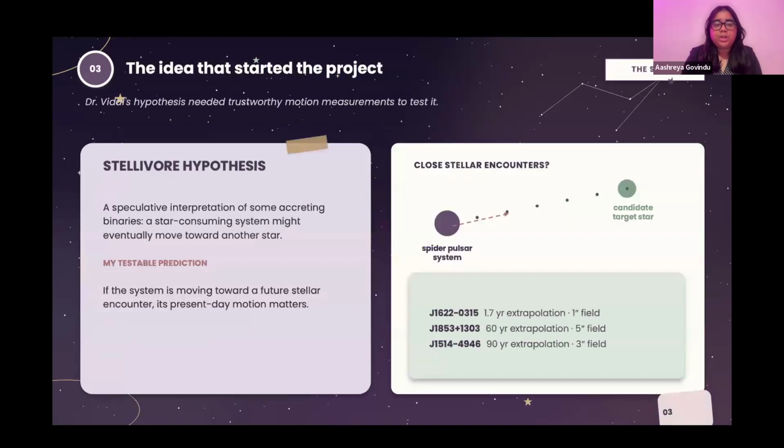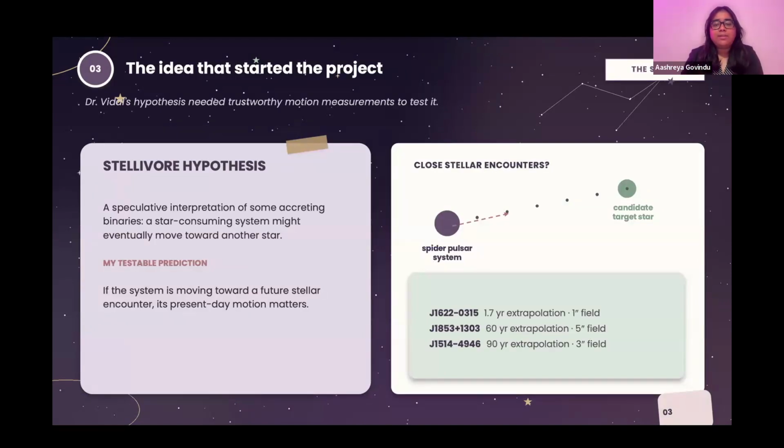So the idea that started this project came from my advisor, Dr. Clement Vidal, with the stellivore hypothesis. The basic idea relevant to my project specifically is that a hypothetical star-consuming system could potentially move from one stellar environment towards a different one. And what matters for my work is this gives us a very testable question, its motion.